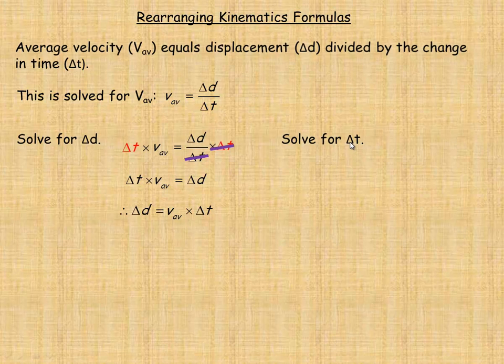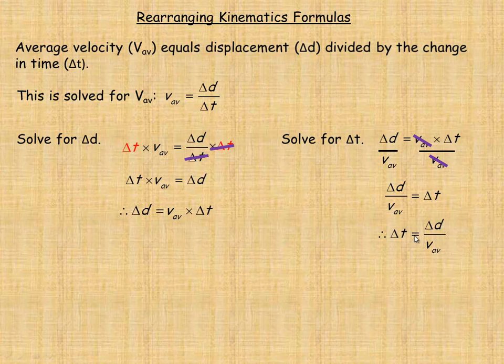Now if I want to solve for delta T, I could, but it would be a little bit longer. I wouldn't start with this version, I'd start with this. And the reason I would start with this is because if I'm solving for delta T, then all I have to do to get the delta T alone, because the average velocity is multiplied by it right now, is do the opposite of multiplying by the average velocity. So the opposite of multiplying by the average velocity would be to divide out the average velocity. And so these divide out, so delta T is the displacement divided by the average velocity.